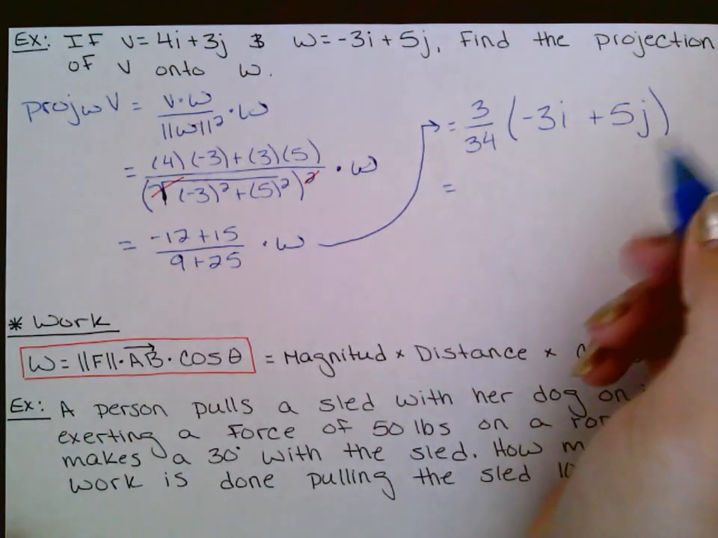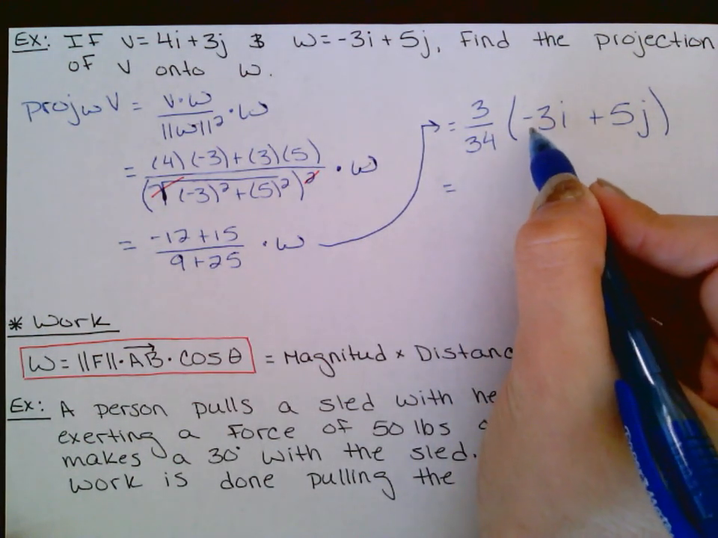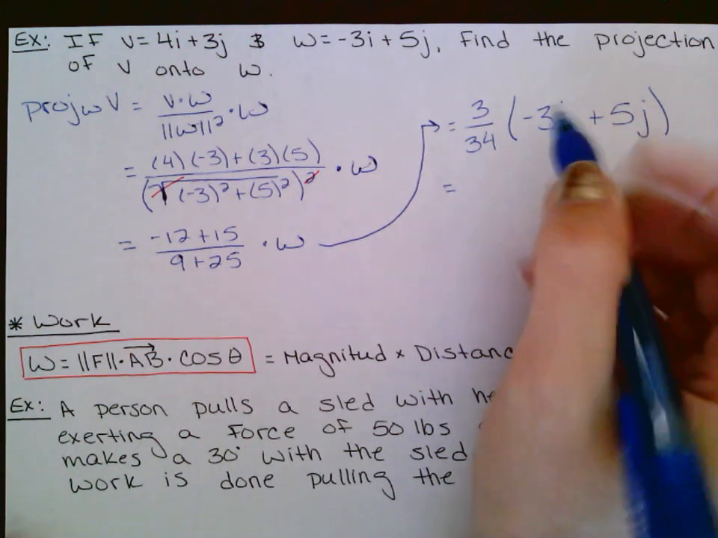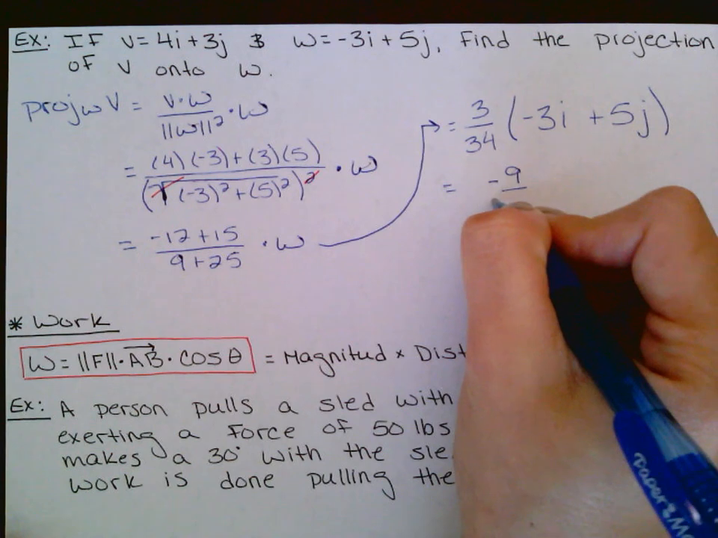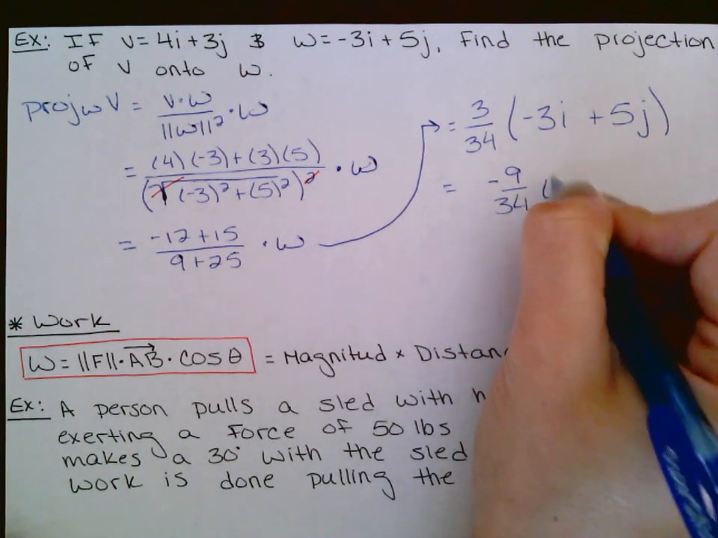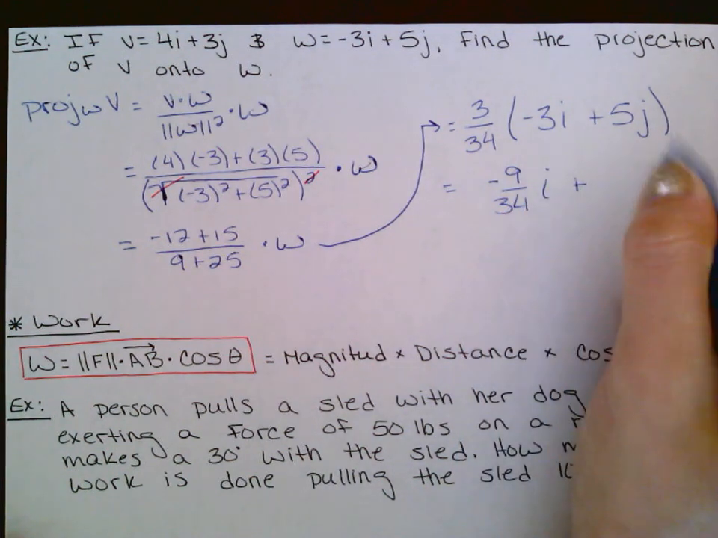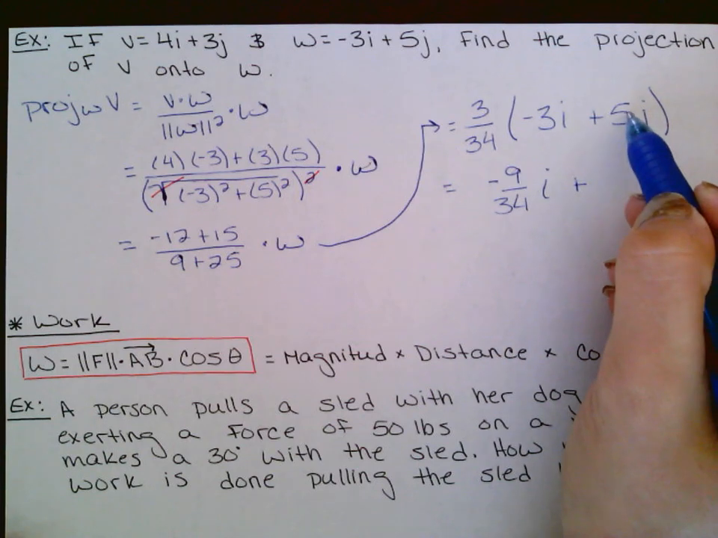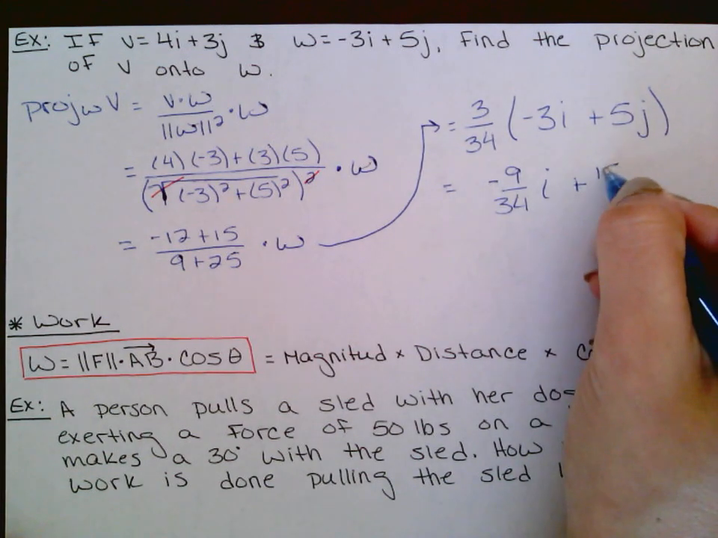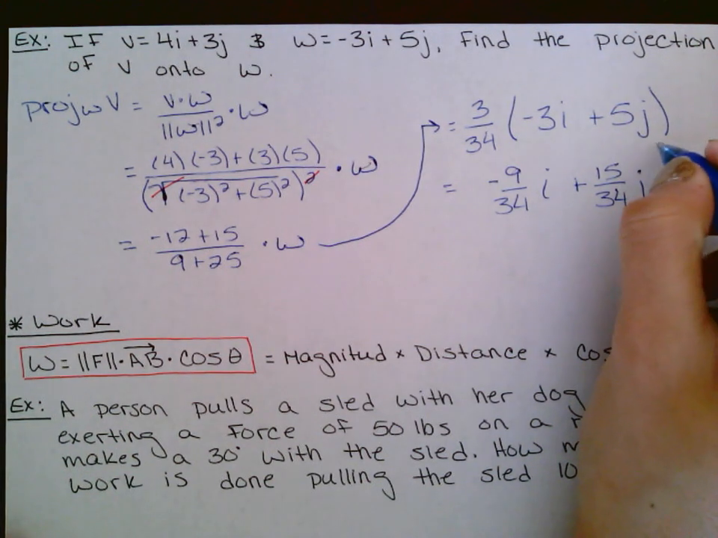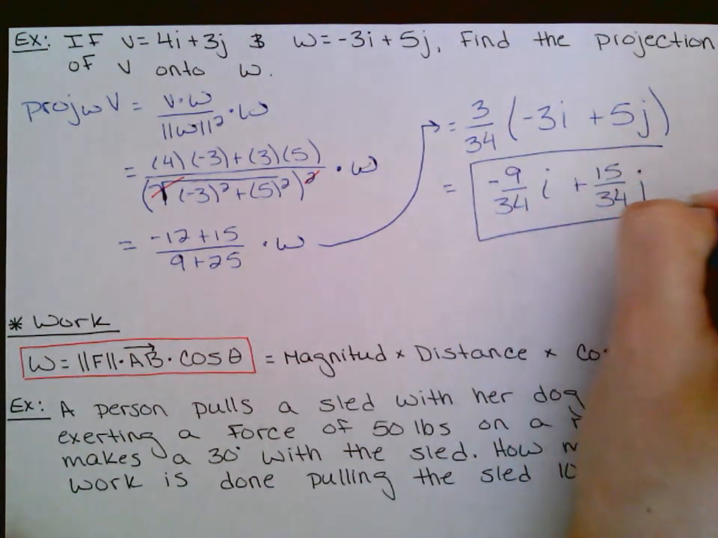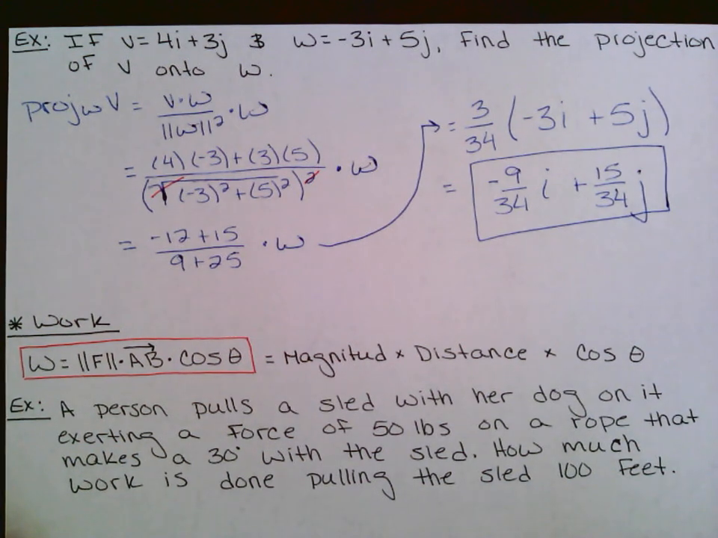And then distribute it in. Remember, if this was -3 over 1, I'm multiplying fractions, so my leftover answer is -9 over 34 i. Plus, if this was 5 over 1, you'd be multiplying the 5 and the 3, so 15 over 34 j. And that's your final answer.